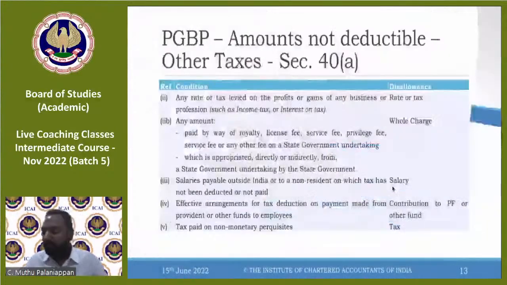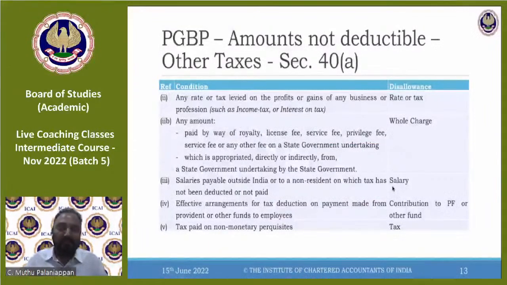So other sections on 40A, you can probably read out. Basically, whatever is relating to taxes, that is your income tax or whatever taxes, are not allowed as an expenditure. So whatever interest, if you have paid income tax, it is not an allowable expenditure. So payment of income tax or interest on income tax is not an eligible expenditure. So that will be disallowed. And similarly, any amount paid as royalty, license fee, or service fee to a state government undertaking is not an eligible expenditure.